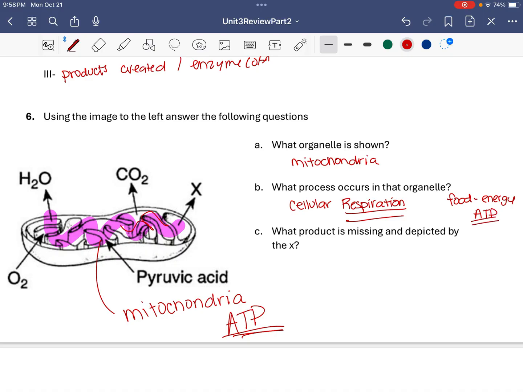All eukaryotic cells have to go through the process of cellular respiration. The one cell that is really special is going to be your plant cell. Your plant cell has chloroplast. That's where photosynthesis happens. So they go through the process of photosynthesis, but they also have a mitochondria because they're a eukaryotic cell. So cellular respiration happens there.